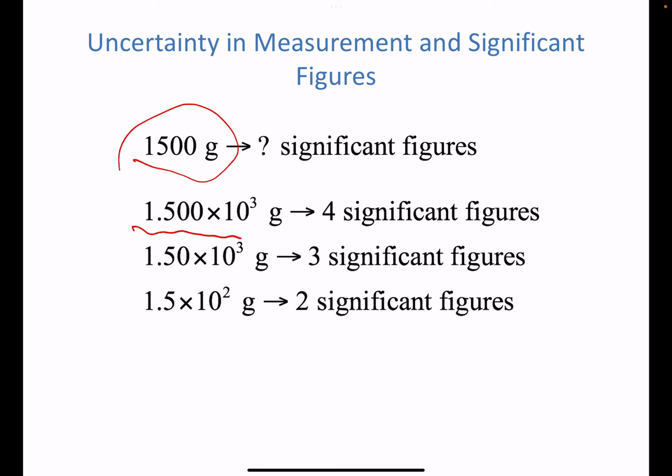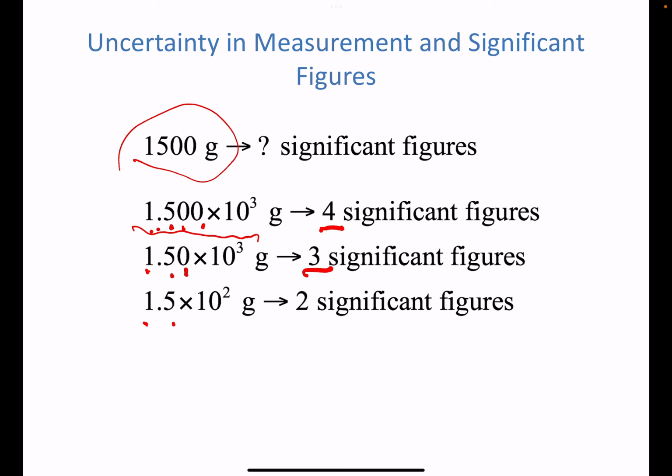In this, 1.500 times 10 to the 3 gram, if we write it like this, with a point here, then 1.500 has 4 significant figures: 1, 2, 3, 4. 1.50 has 3 significant figures: 1, 2, 3. 1.5 times 10 to the 2 gram has only 2 significant figures.